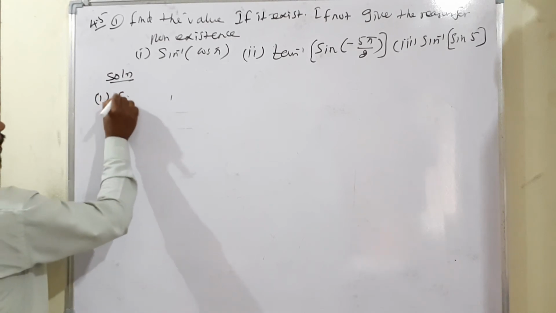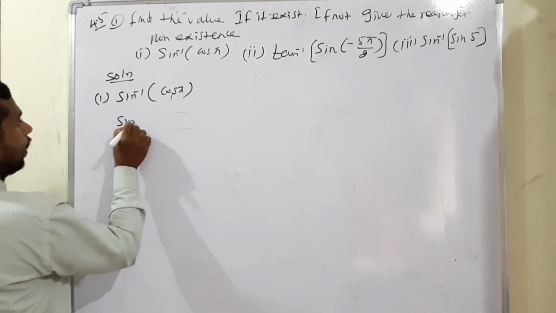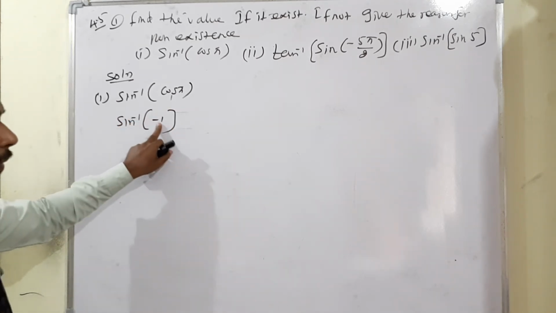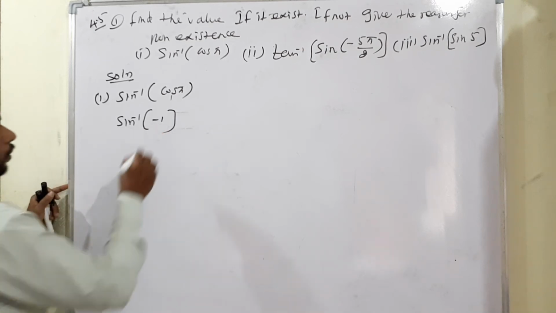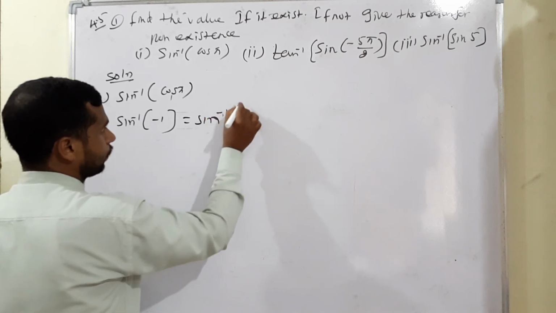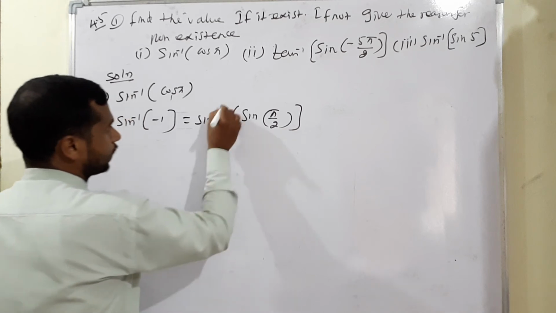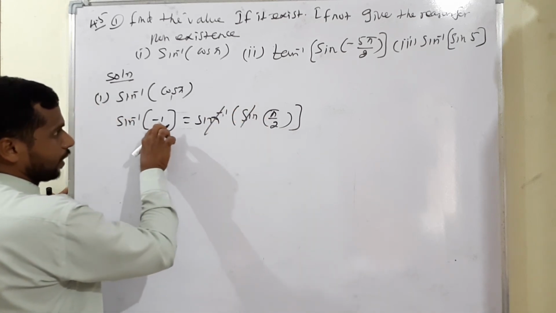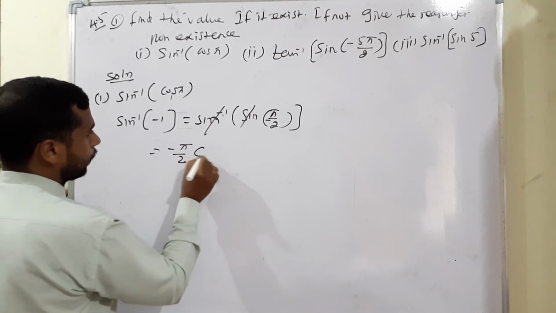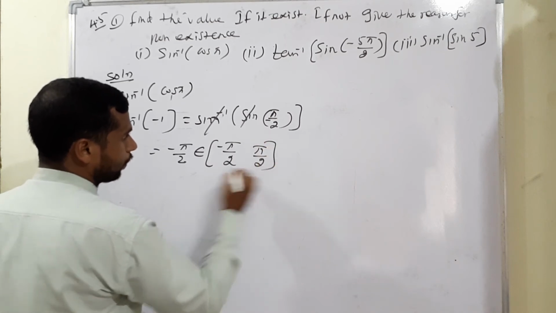So, subdivision 1: sine inverse of cos pi. Now, cos pi means the value will be minus 1. Sine pi by 2 means the value will be 1, isn't it? Therefore, we can write it as sine inverse of negative sine pi by 2. Now, sine inverse and sine cancel, but with the negative sign, so here we can write negative pi by 2. It belongs to negative pi by 2 to positive pi by 2.